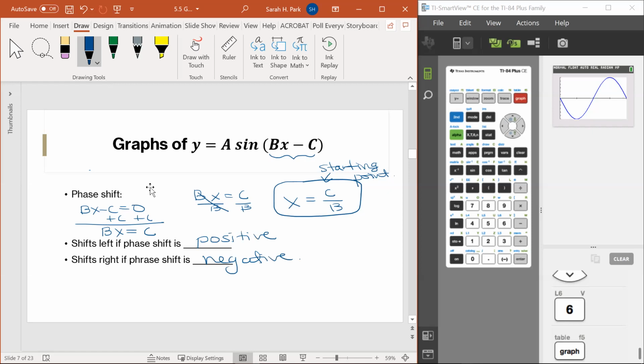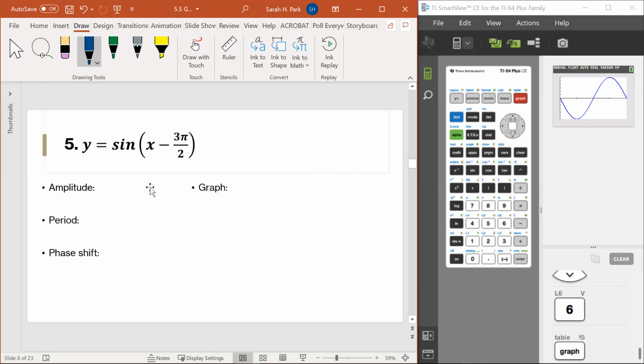Okay, let's look at some examples. Here we have sine of x minus 3 pi over 2. Our amplitude is 1 because that's our a value. There's an implied 1 there. Our period is 2 pi divided by b. B in this case is also 1. B is the number in front of your x. So 2 pi over 1, which is just 2 pi.